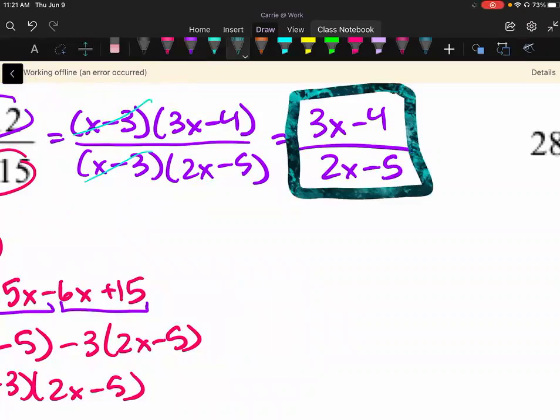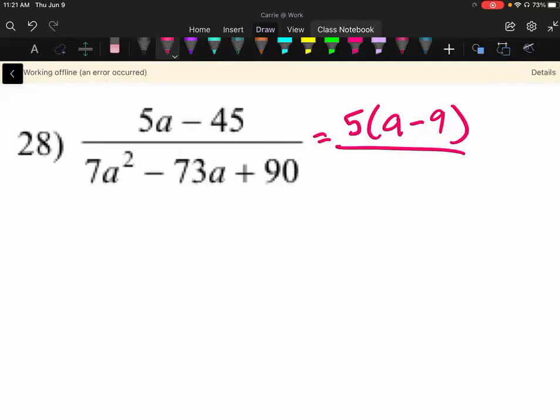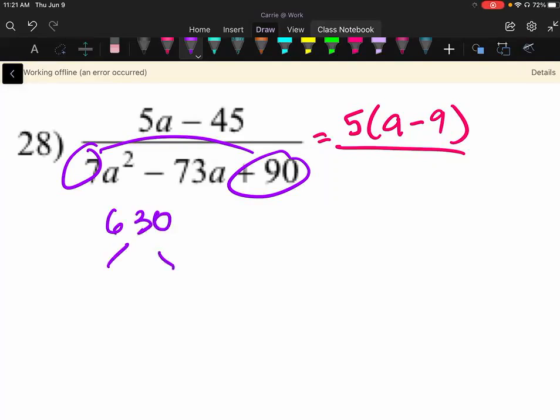All right, last one, number 28. The numerator, we can pull out a 5. So we can go ahead and do that. The denominator, I'd like for them to all be divisible by 7, but they're just not. So we're going to have to multiply, and this is going to take some time to figure out what the factors are. So 7 times 90 is going to give us 630. We want two factors of that add to give us -73.